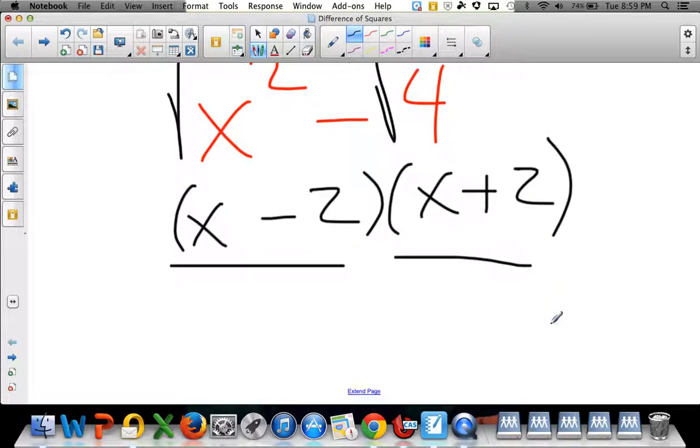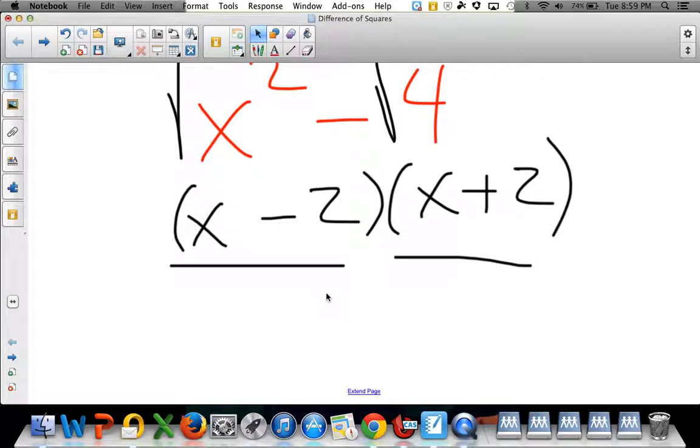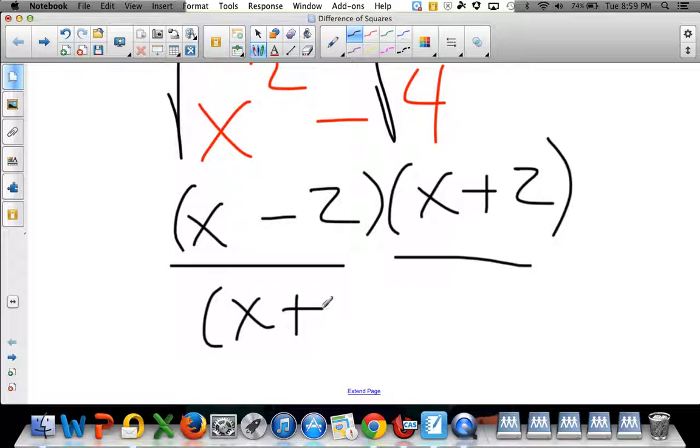Like yesterday, when we would factor by grouping, order does not matter, because you see right here that this is multiplication, so order does not matter. I could rewrite this as x plus 2 times x minus 2, and both answers are correct.